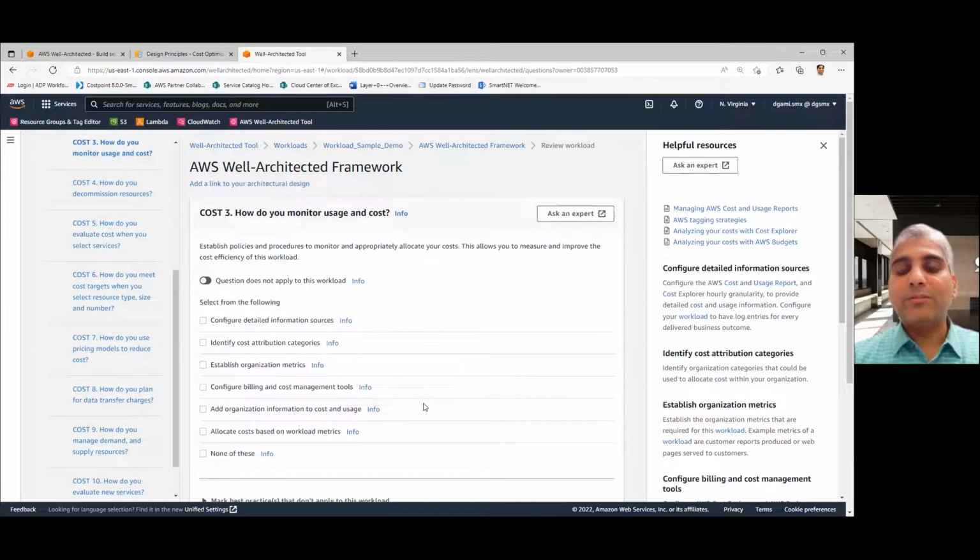Configuring your billing and cost management tools. There are a lot of cost management tools available. AWS obviously provides its own cost management tool. That's the Cost Explorer, and cost and usage reports. But there are also third-party tools that are available that tie directly into your AWS account. They pull out all the information that they need from it, and then they provide you maybe additional functionality that makes it easier for you to analyze the information that's available to you.